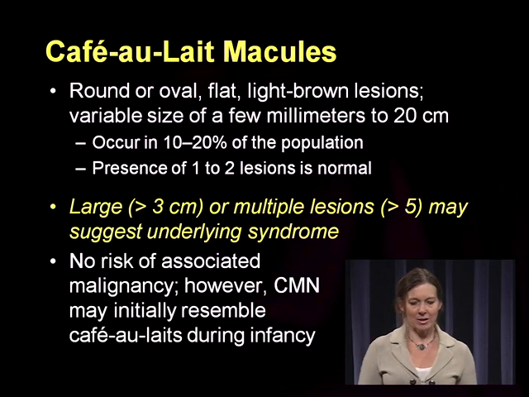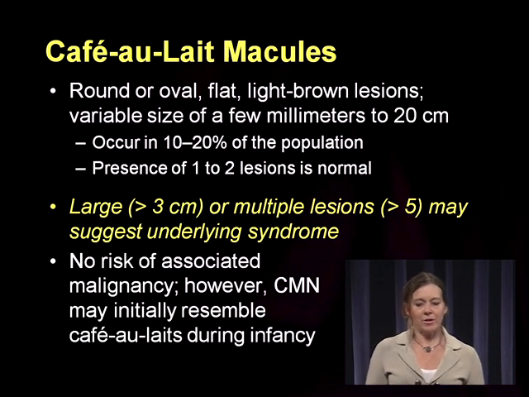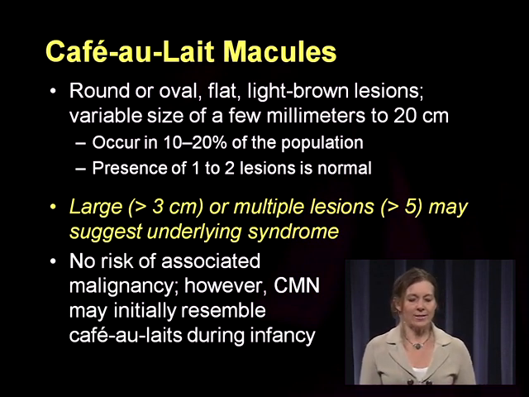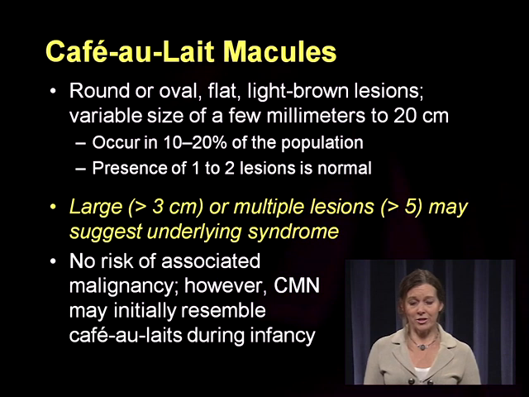Okay, so let's talk a little bit about café au lait macules and neurofibromatosis. Café au lait macules are round or oval, flat, light brown lesions. They vary in size from a few millimeters to many centimeters. And they're very common. They occur in about 10 to 20% of the population, and having one or two of these lesions is quite normal.